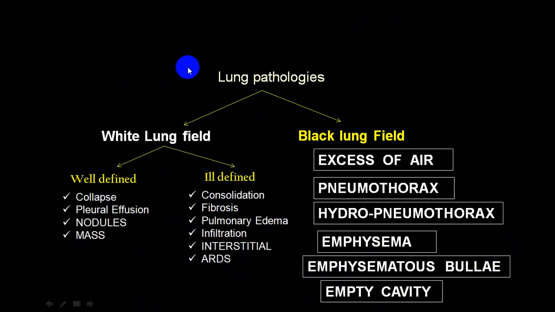Now these are very useful pictures. You should try to remember. If there is a radio opacity which is well defined, meaning you get clear-cut borders, it will be collapse, pleural effusion, nodules or a mass. Why? You can't define the borders very clearly in consolidation, fibrosis, pulmonary edema, infiltration, interstitial fibrosis, ARDS, etc. So this will produce radio opacity, but this condition will have a well defined margin, and this will have an ill defined margin.